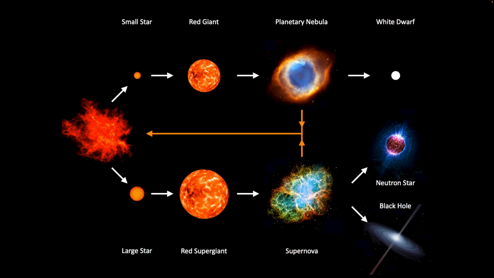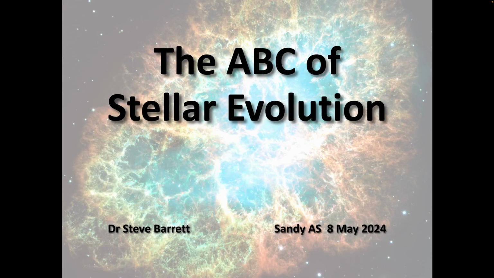So when we look at the life cycle of stars, when we look at stellar evolution, we remember that a lot of our understanding, the details can be quite complicated, but the basics of our understanding can come from understanding the three factors that determine the life cycle, the A, B, C of stellar evolution.